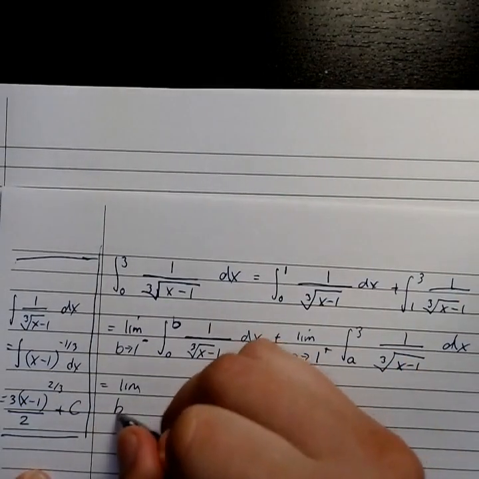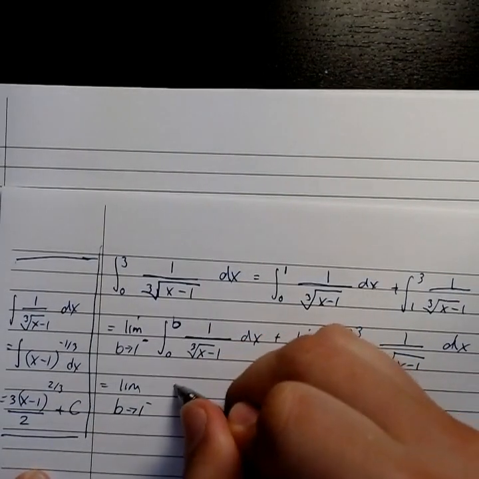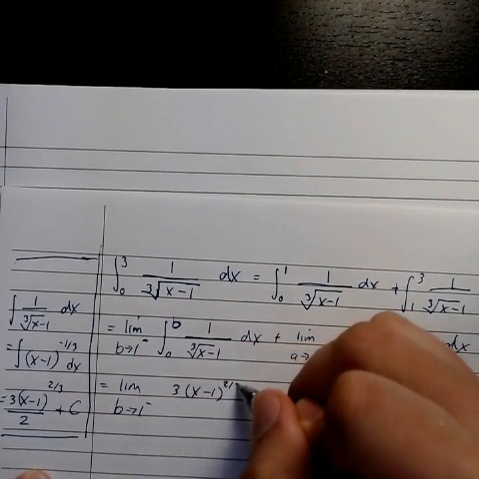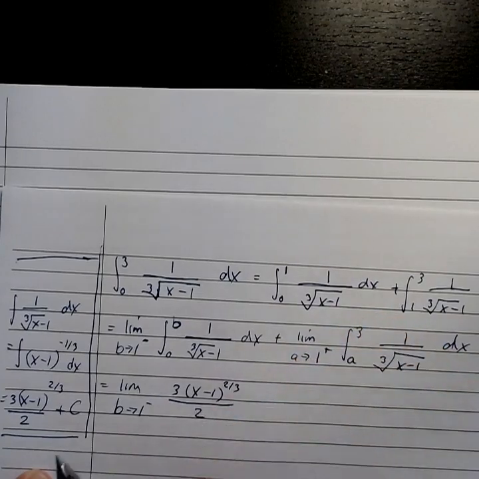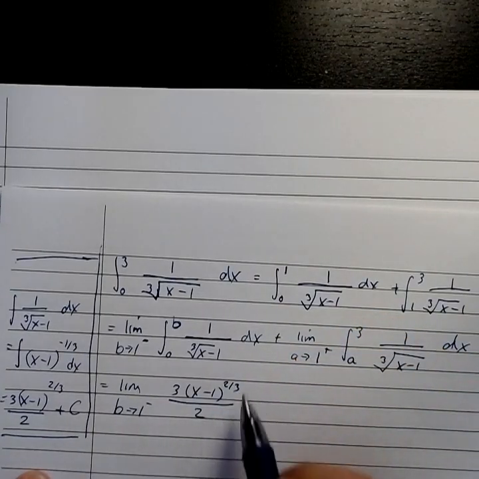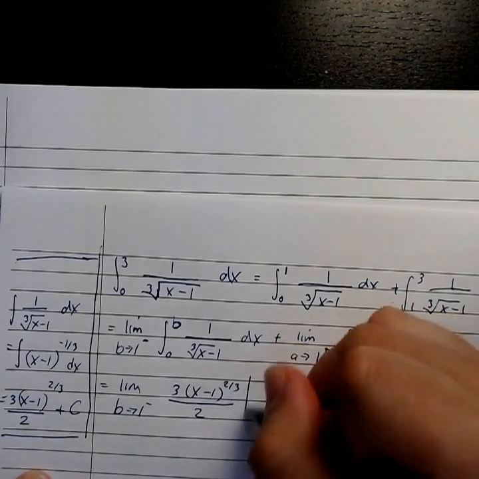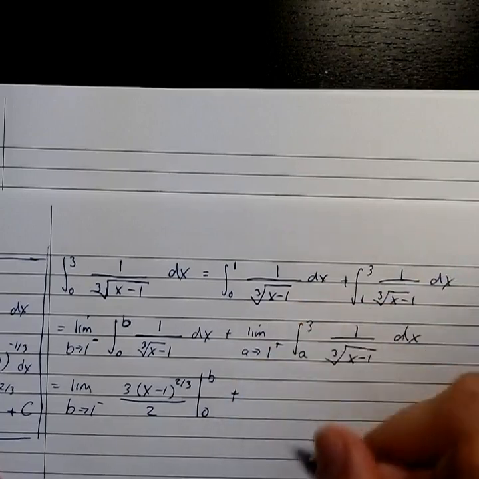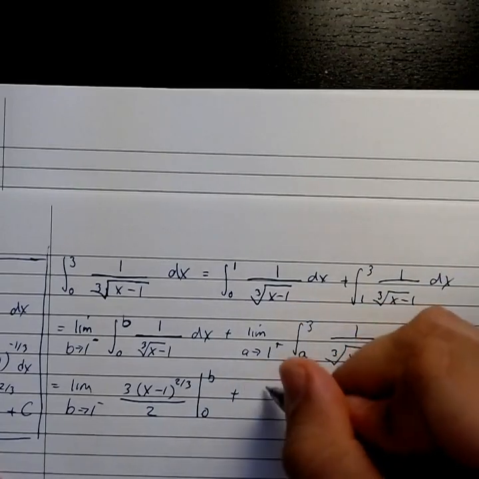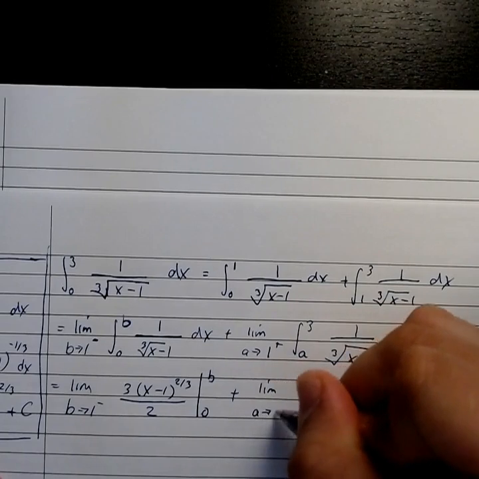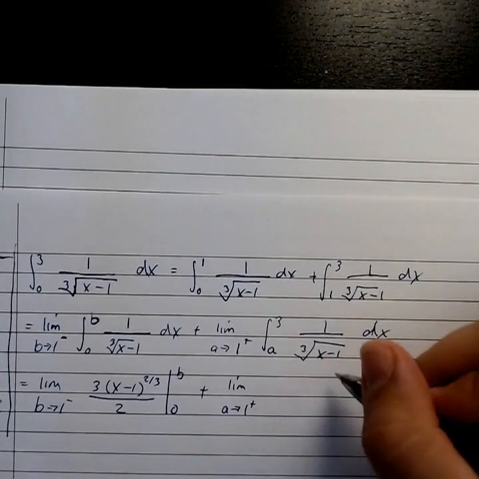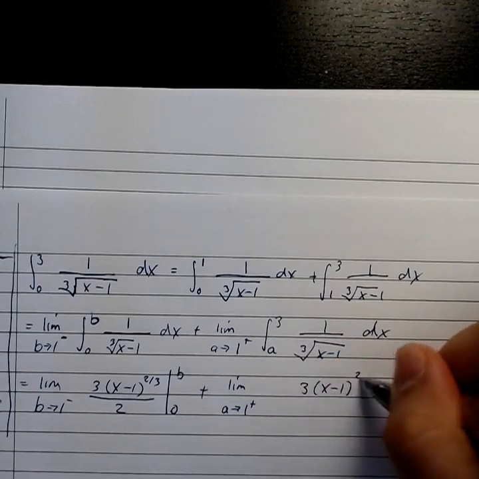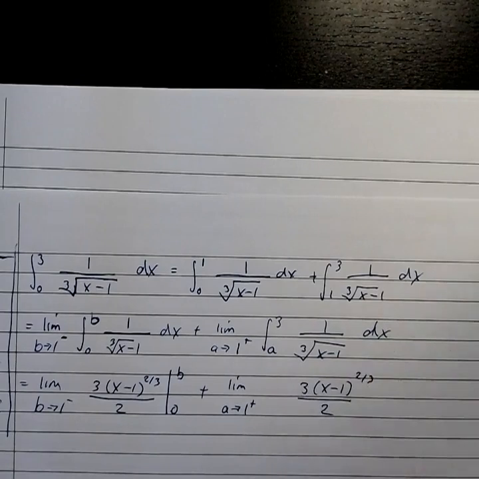That's the limit as b approaches 1 from the left of 3 times x minus 1 to the 2/3 over 2. Here we don't need a constant of integration because this is a definite integral and the constant will go away in a moment anyway. So this is from 0 up to b. Separately, this is still the same antiderivative, but now we're going to take the limit as a approaches 1 from the right of 3 times x minus 1 to the 2/3 over 2.